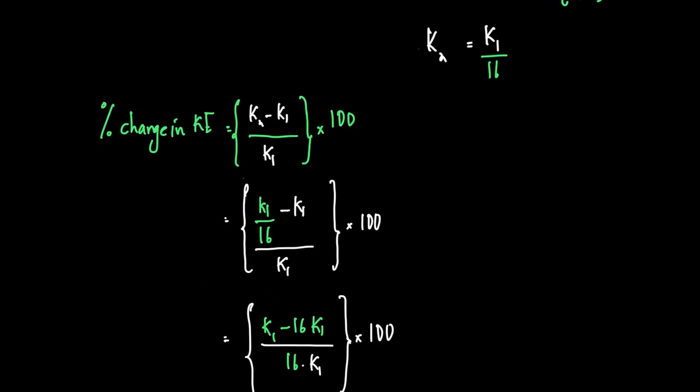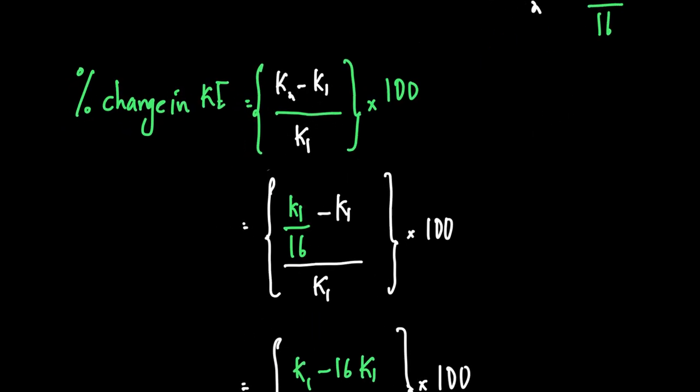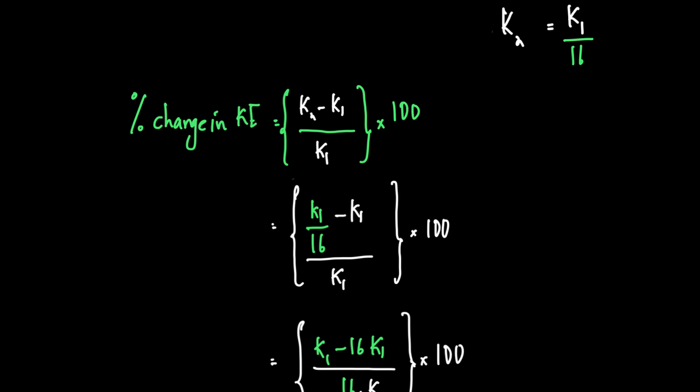Now percentage change in kinetic energy is nothing but final minus initial by initial into 100. What is final? K2. What is the value of k2? We just found the value of k2 to be k1 upon 16. So we have k1 upon 16 minus k1. What is that? It is k1 minus 16 k1, the whole upon 16.